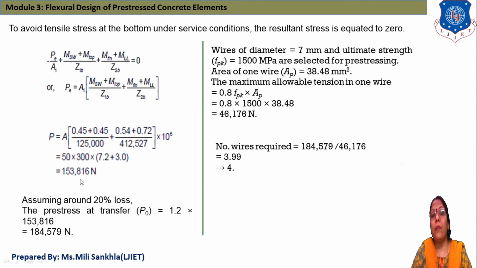and the answer is 1,53,816 Newton. This is our force. Now we assume 20% losses, so pre-stress at transfer PU is equal to 1.2 into 1,53,816 Newton, and the answer is 1,84,579 Newton. This one is the condition at transfer. We assume 20% losses, so we consider 1.2 here because we assume that 20% losses will occur.